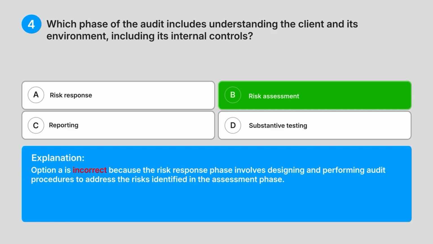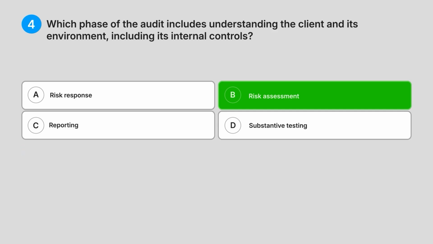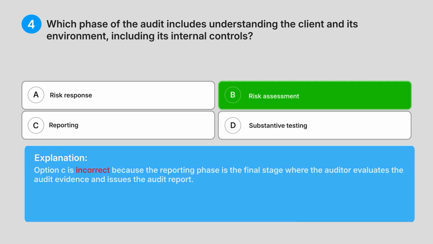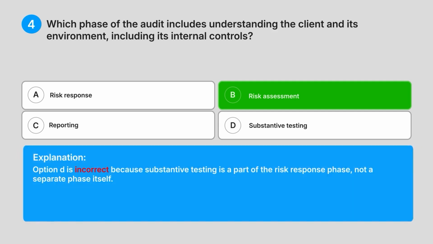Option A is incorrect because the risk response phase involves designing and performing audit procedures to address the risks identified in the assessment phase. Option C is incorrect because the reporting phase is the final stage where the auditor evaluates the audit evidence and issues the audit report. Option D is incorrect because substantive testing is a part of the risk response phase, not a separate phase itself.